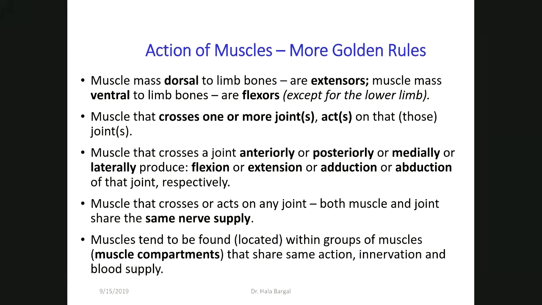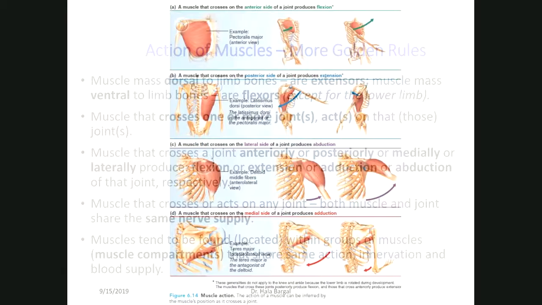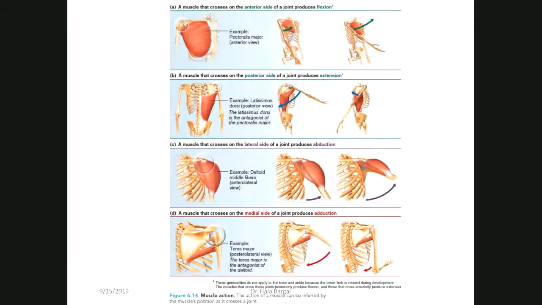Muscles tend to be located within a group, a muscle compartment, that shares the same action, innervation, and blood supply. That's why I'm always telling you anterior compartment of the thigh, posterior compartment of the thigh, medial, lateral, because they will have the same action, same innervation, and the same blood supply. You have to apply these rules over each and every muscle in this slide.